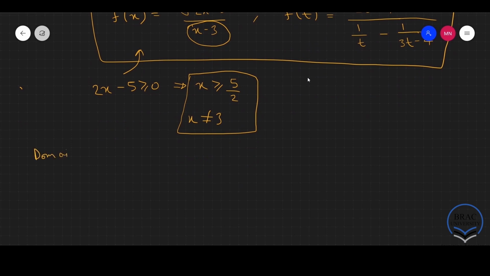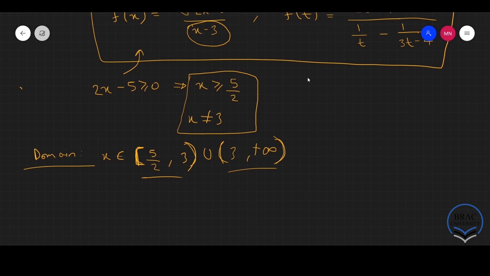So for this, the domain is x belongs to the set of all real numbers with the exception of 5 by 2. Actually, no, this is wrong. We have to use interval notation to show this. So x is an element of the interval from 5 by 2 up to 3, and then from 3 to positive infinity. So this is just the union of these two intervals. So x can be an element from 5 by 2 up to 3, but not including 3, and then from 3 to positive infinity, but not including 3. And we use the square bracket because 2.5 or 5 by 2 is included.